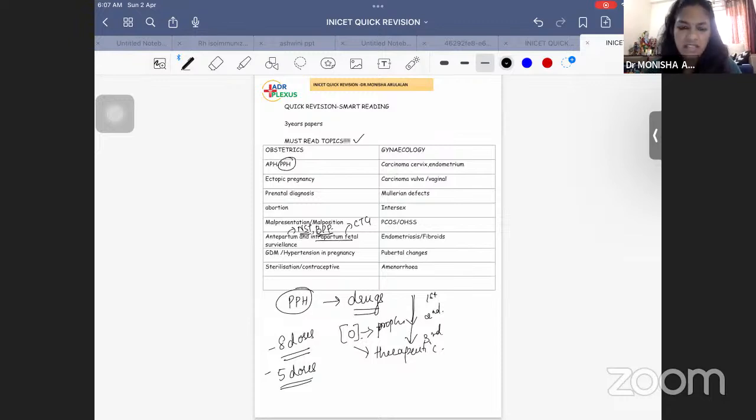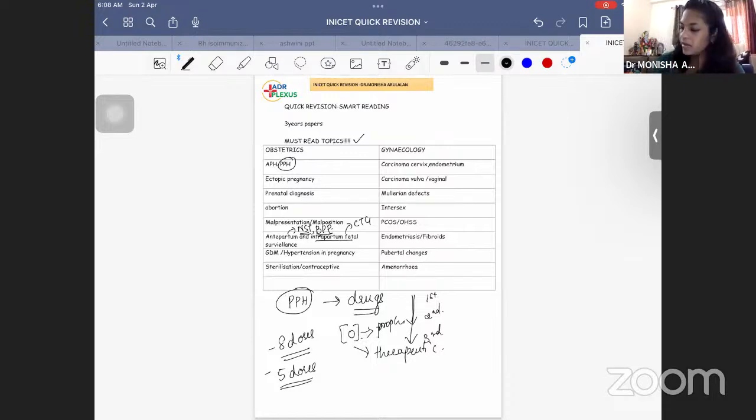Mullerian defects, intersex. Intersex, you have to know their presentations, and usually they give a presentation: this is a symptom they come with, and you have to identify the condition. That is the framework in which these kinds of questions will be framed. PCOS, OHSS, endometriosis, fibroid, pubertal changes, amenorrhea. These are the other important topics, so these have to be read properly. If you give proper revision to these topics, I think you can answer most of the questions in obstetrics and INI-CET.